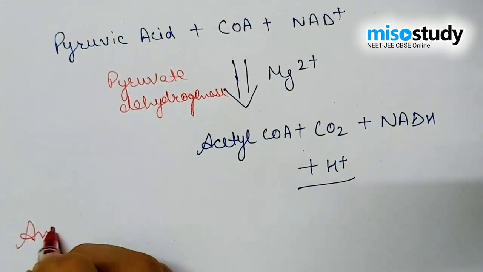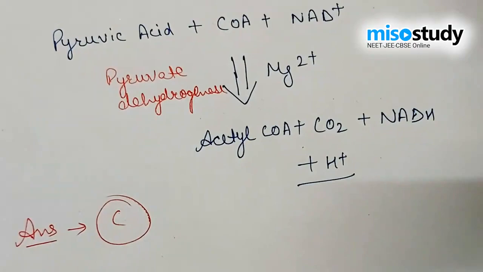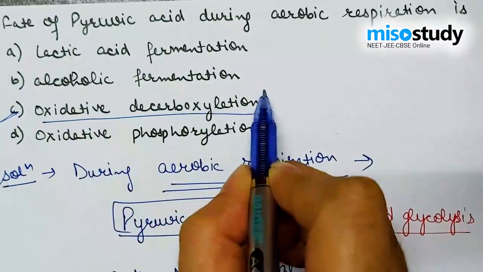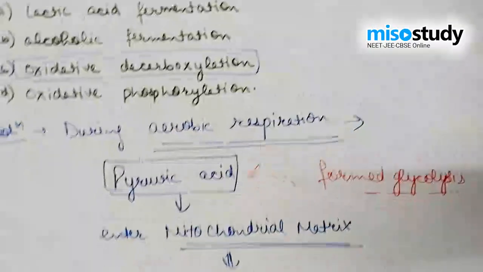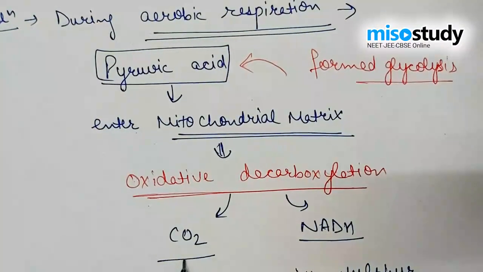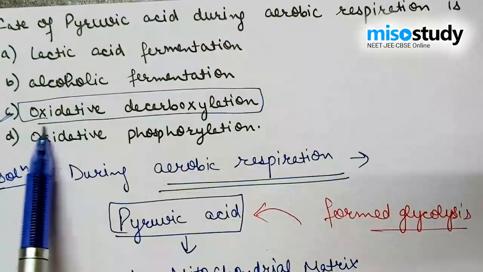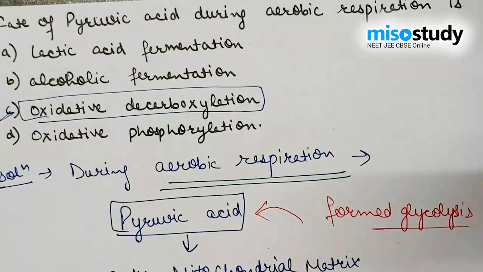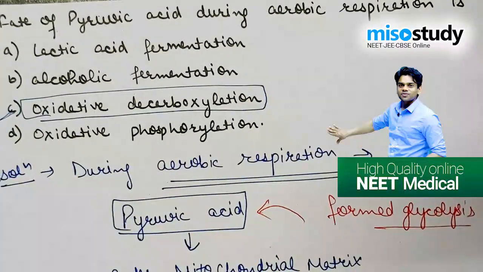So according to the discussion and the reaction, the right answer for the question is option C. Let's mark the right one in the question. That is, oxidative decarboxylation is the step and the reaction that generally occurs in the process in which pyruvic acid is broken down into carbon dioxide and NADH. So the right answer is oxidative decarboxylation. Let's discuss the next question.